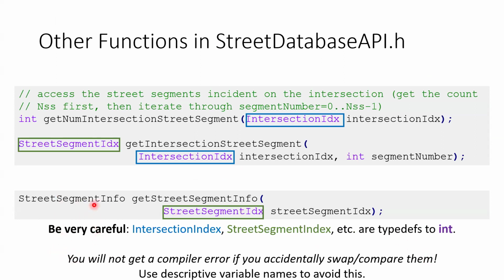But just be very careful that the intersection index and street segment index are all typedefs of integer. So even if you accidentally pass an intersection index into a street segment index, your compiler will not notice, because the compiler will treat both as integers. So be very careful. If you can, in your variable names, make sure you have street segment names for street segment index, and something related to intersection for the intersection index types.